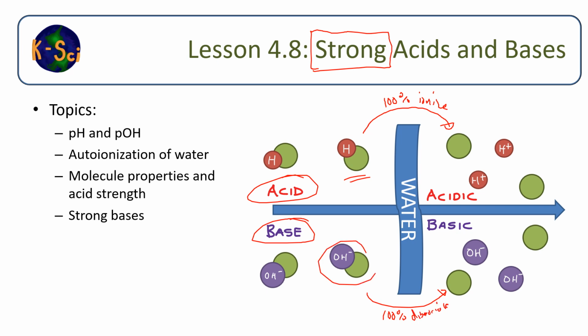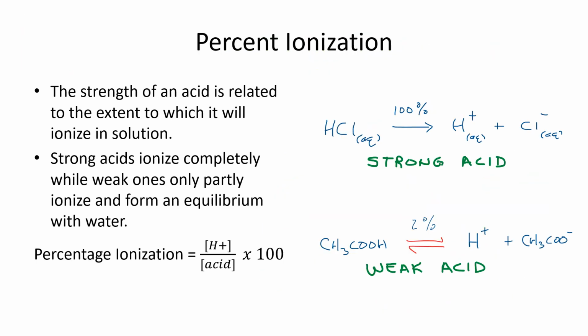So whatever the concentration is that you mix up here will be the same concentration of hydroxide ions or hydrogen ions that you have on the other side. One way to represent the strength of an acid or base, and we're going to focus on acids here, is to use a percentage. And for acids, it's the percentage to which it ionizes. So we'll start with a couple examples here.